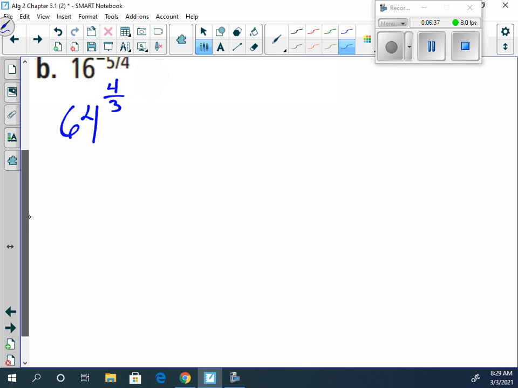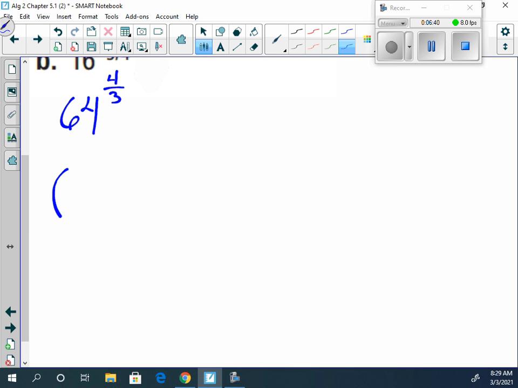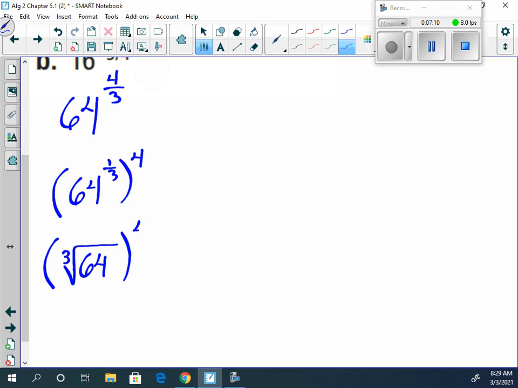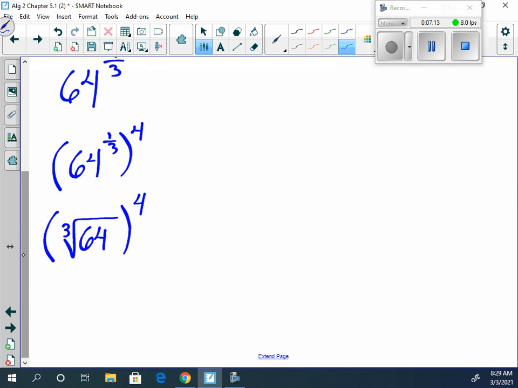So when we look at this here, 64 to the 4/3, we could rewrite this as 64 to the 1/3 to the 4th, because we can split that exponent up into 1/3 and 4, since 1/3 times 4 is 4/3. Any questions on this here so far? Well, we can rewrite 64 to the 1/3 as the 3rd root of 64, to the 4th.